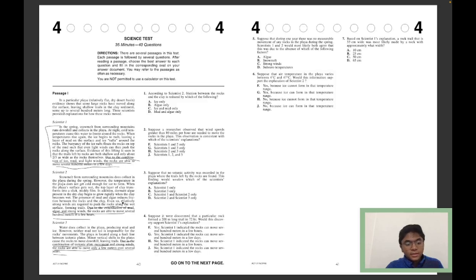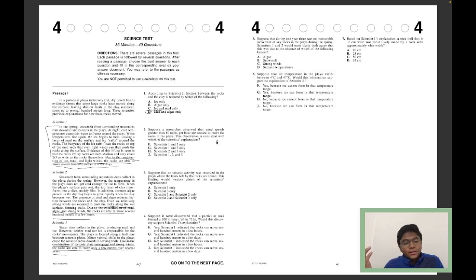Okay, so the presence of mud and algae reduces friction between the rocks and the clay. That means the answer is D, mud and algae. Suppose a researcher observed that wind speeds greater than 80 miles per hour are needed to move rocks on the playa. The observation is consistent with which of the following scientists' explanations?